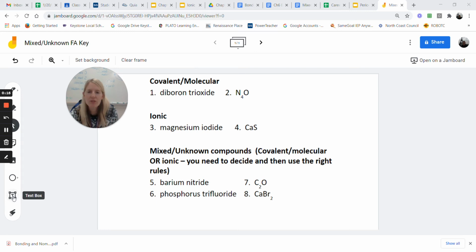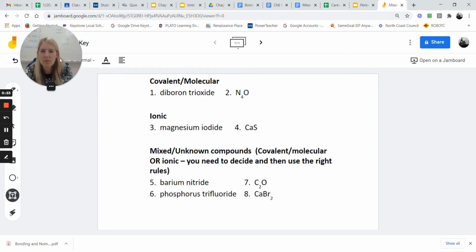All right, so the first two questions we have here were labeled as molecular on your quiz as well. So you didn't have to consider if they were molecular or ionic, you were just told. The first one we have is diboron trioxide, and we see some prefixes in there. So we know we don't have to do any looking up of charges because it's not ionic. We have prefixes to help us.